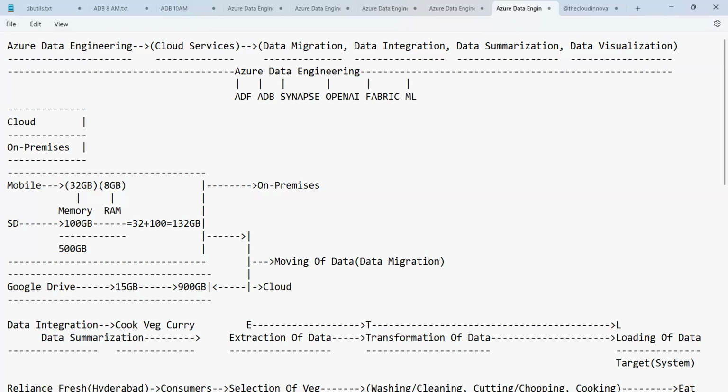Guys, these are all the various services. As a part of this course, we are going to see all of them: ADF, ADB, Synapse, OpenAI, Fabric, Machine Learning. These are all the things. So that means all.